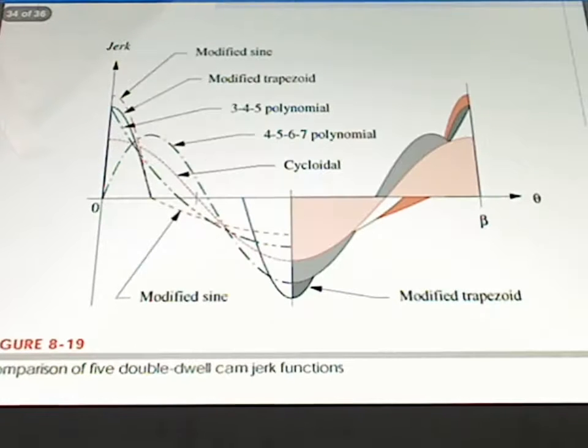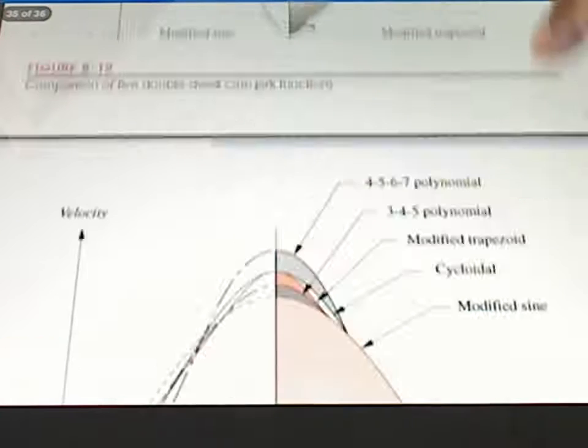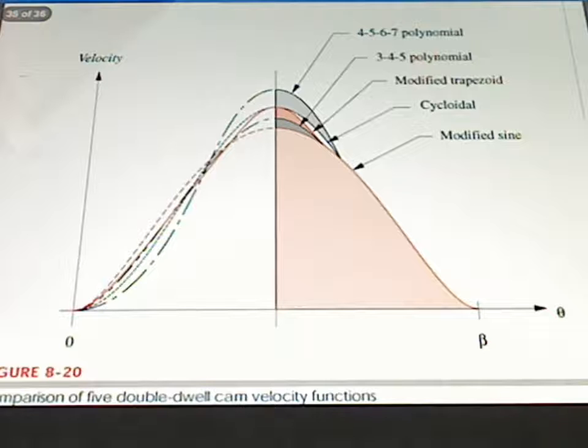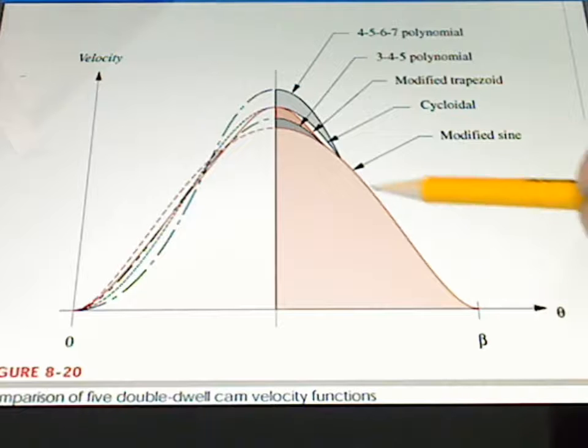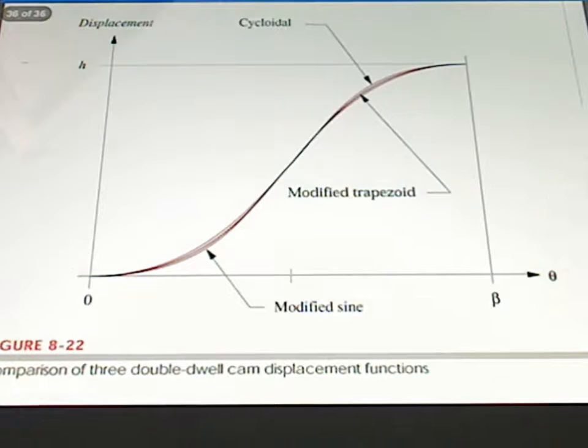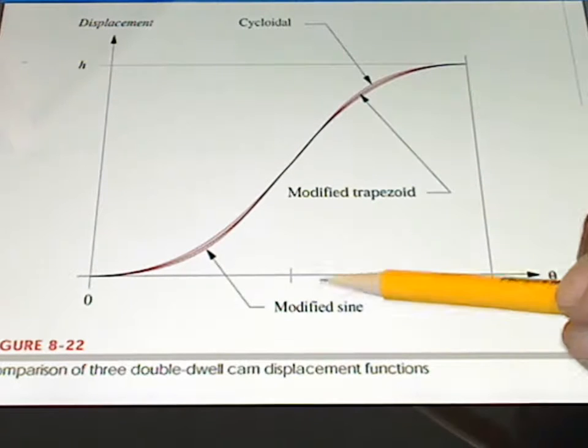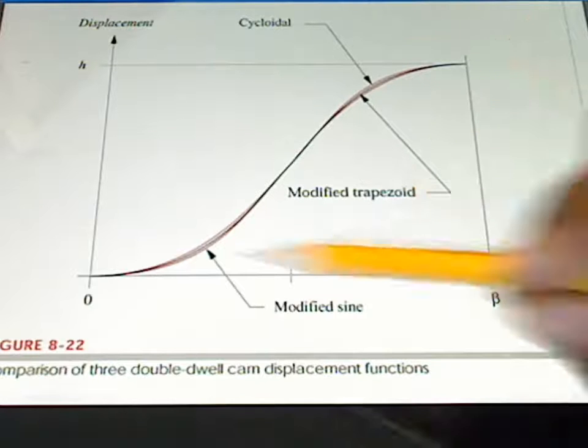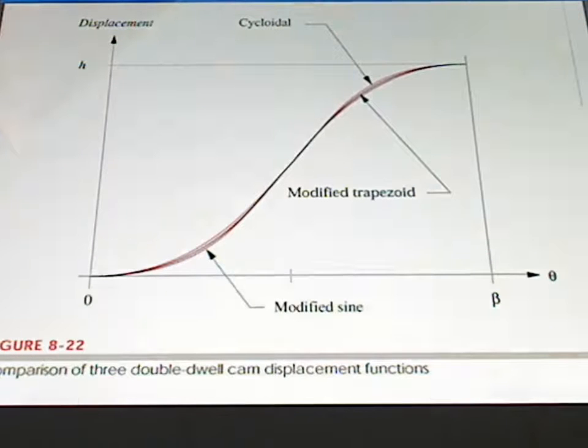These are the jerk profiles for each one of those. Notice that they are all finite. We have our velocity profile. It is continuous. One thing to note here is that the modified sine has the smallest velocity of all of them. And of course our S, our displacement curve. Notice our displacement curves are almost exactly identical. The modified sine, modified trapezoid, cycloidal, they're all sitting right there on top of each other.